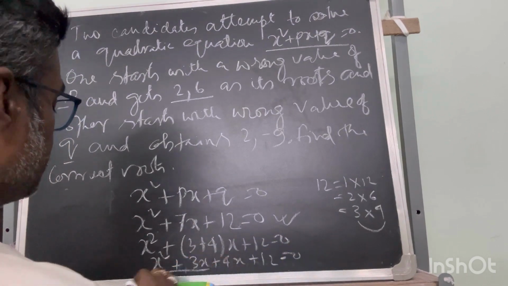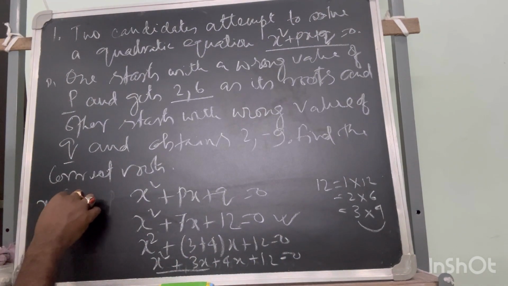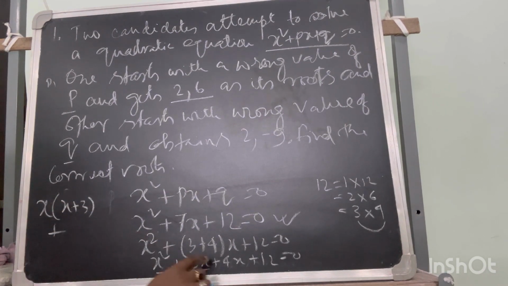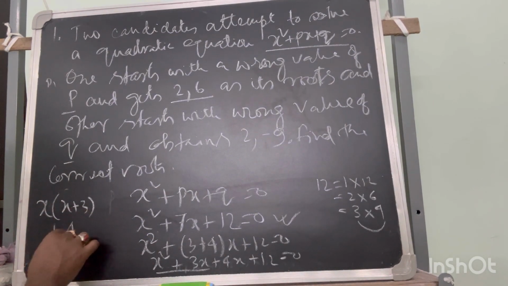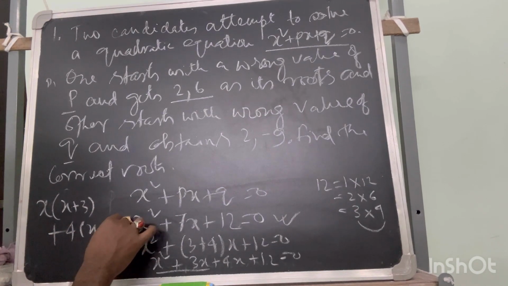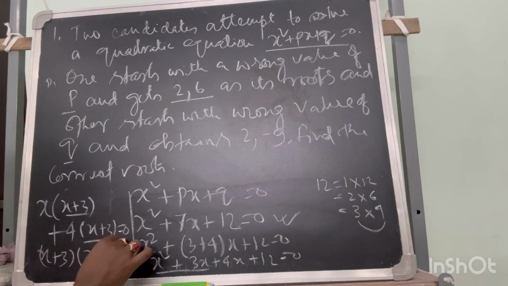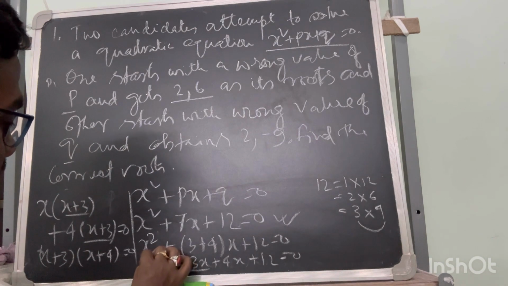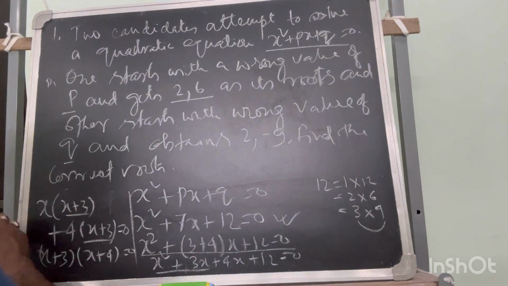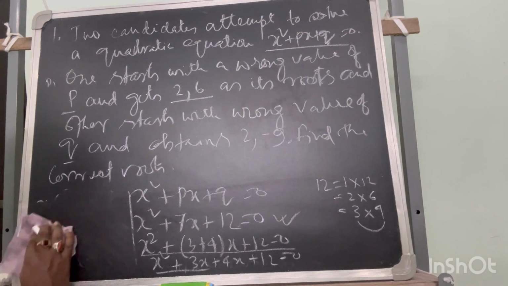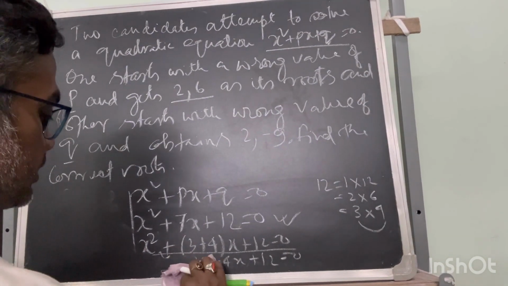Now from the first two terms I take x common, x plus 3, and from the second two terms I will take 4 common, so that is x plus 3 again, equal to 0. Fine, so from these two, x plus 3 is common, x plus 4 is equal to 0. Understood? Or else, if you don't want to solve up to this, when I break it in this form, from this part also I can take out the roots.